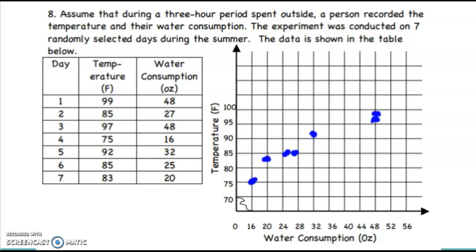All right, so hopefully you noticed that the water consumption was towards the bottom and the temperature was off on the y-axis on the side. So your data should look just like mine here, and hopefully you determined what kind of correlation it was. It is going in a positive direction, so this would have a positive correlation. If you haven't done so already, I want you to pause the video again and draw in a line of best fit.